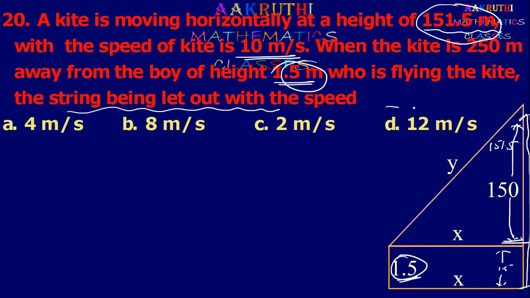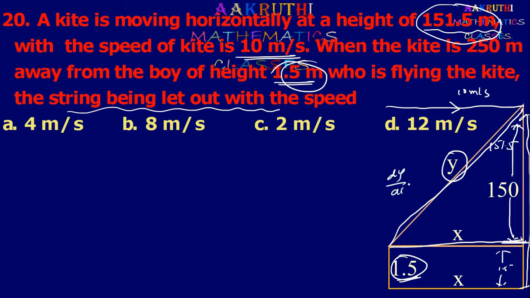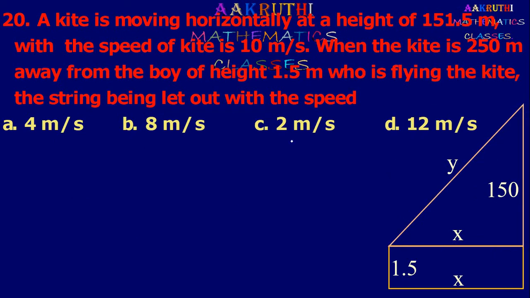And consider the kite is moving horizontally, at the rate of 10 meter per second. So we take this distance as x. Therefore the rate of change of x is 10 meter per second, that is dx by dt is 10 meter per second. And we take this distance as y, which is the length of the string. We have to find at what rate the string is being let out, that is dy by dt. So this is the diagram for the given problem.